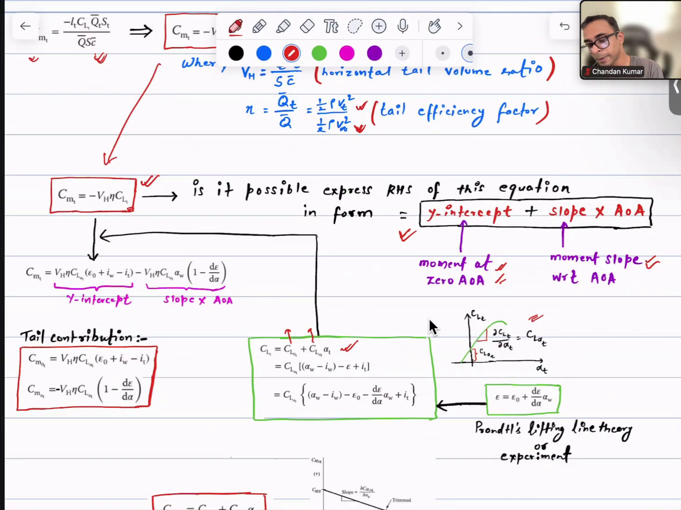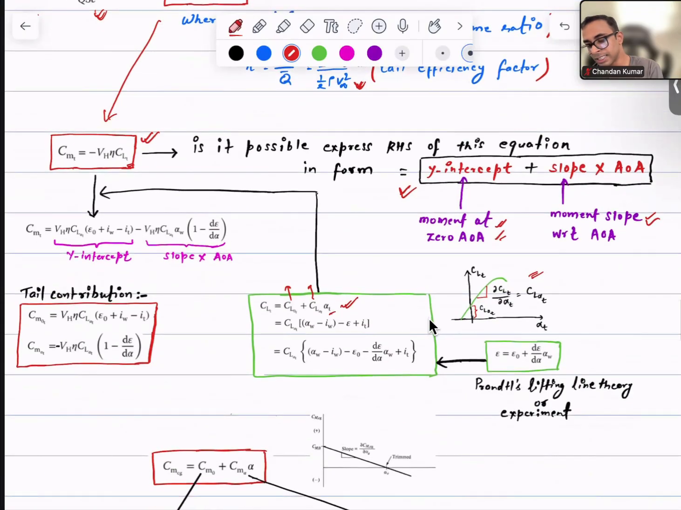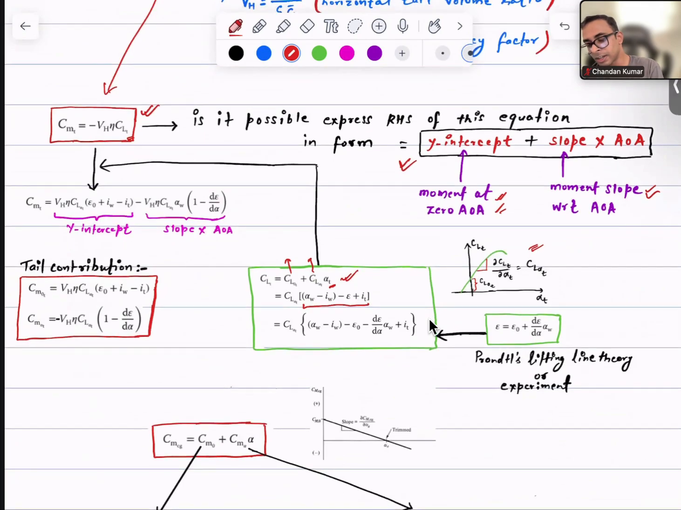And since we've seen that the tail has a certain different angle, that can be expressed as the tail angle of attack, and we can express this downwash in a straight line equation, where this is the initial downwash angle and this is the slope of the downwash with respect to angle of attack. Generally the downwash angle comes from theoretical analysis such as Prandtl lifting line theory or from experiments. Generally for practical purposes, researchers use it from experiments.